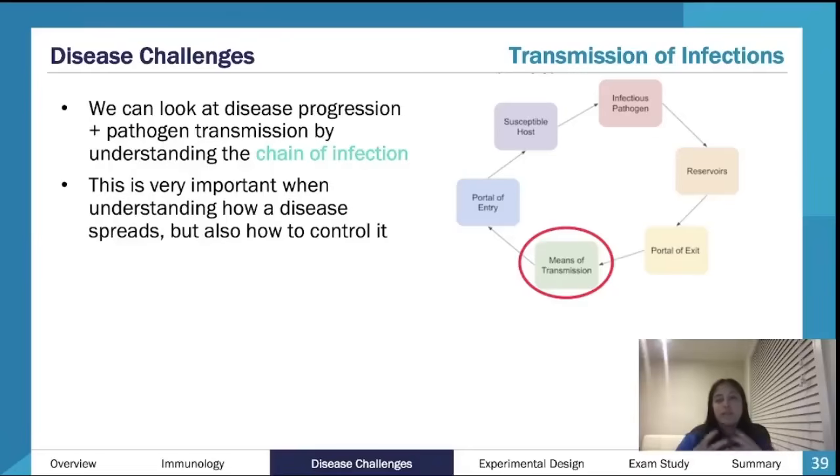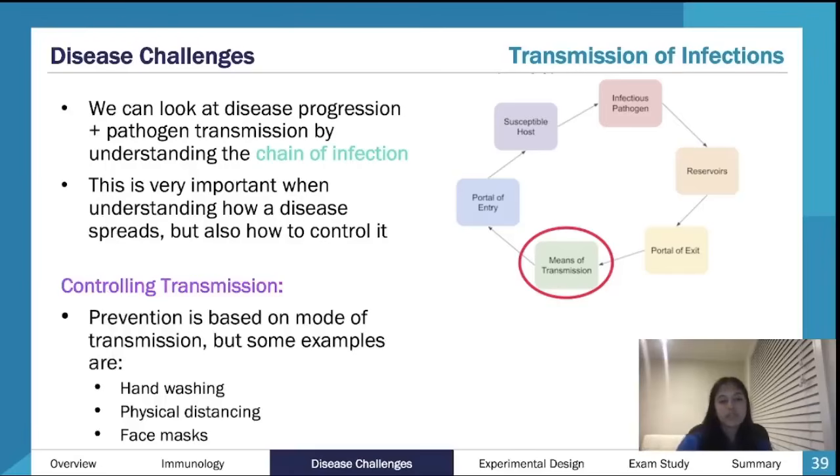So the reservoir may be another person, and then they're able to exit that individual, and then it's transmitted into somebody else via that portal of entry. Hopefully that's making sense. And then you've got the host who's infected, and now they're creating more pathogens. So hopefully that makes sense.